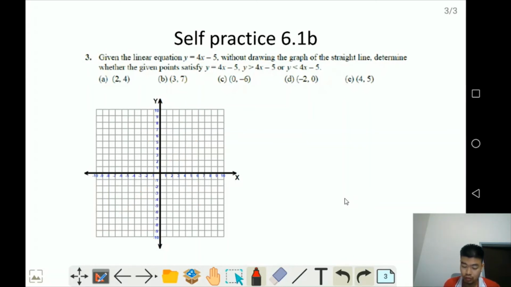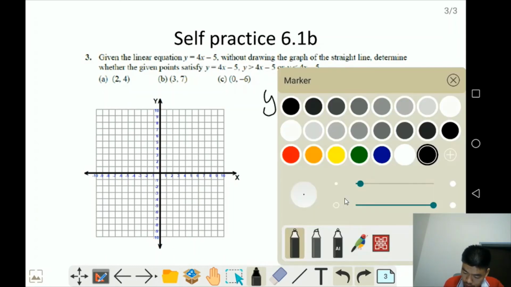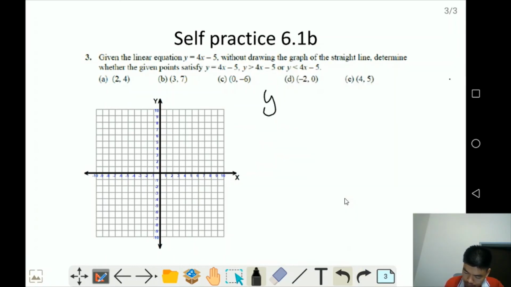So I'm going to do A and B. For the rest, you do it yourself. So what is the equation? I'm going to copy down the equation: y equals 4x minus 5.